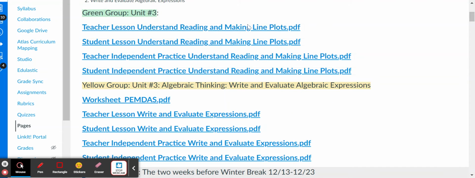So this already has all the answers in it. And this is the student version of the lesson where there are blanks and you complete it. This is the independent practice packet where I have all the answers in it for you. And this is where there are the blanks. So you complete the packet and then you check and see if you have the correct answers.